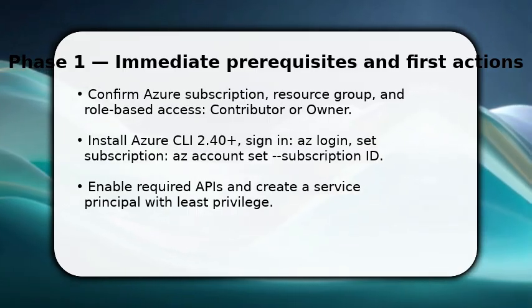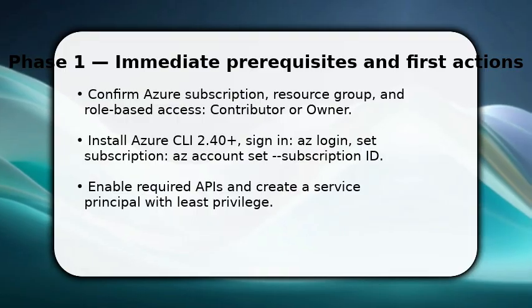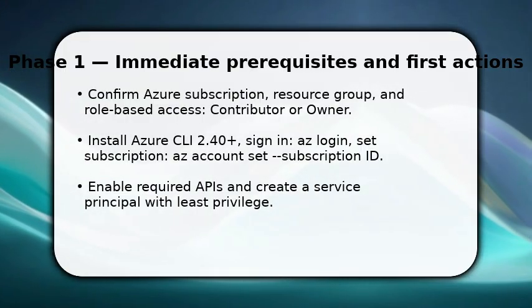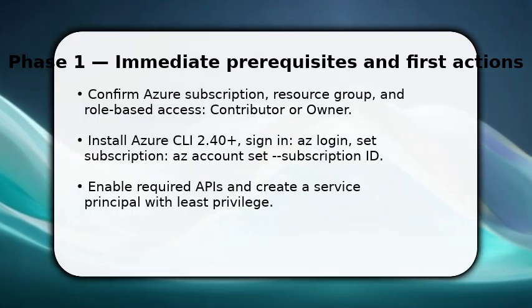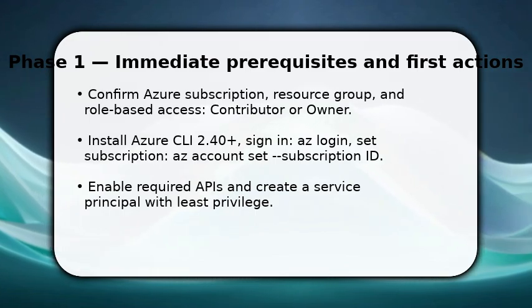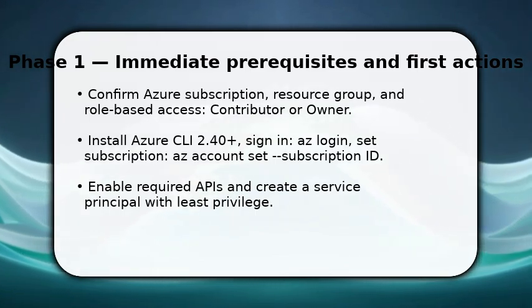Create a service principal limited to the resources you need, because least privilege reduces blast radius. Once done, enable the relevant APIs for the Latch feature and record client ID and secret securely. These are critical for automating subsequent steps.